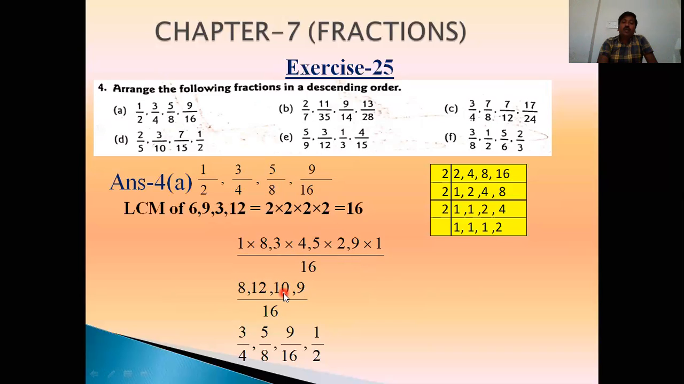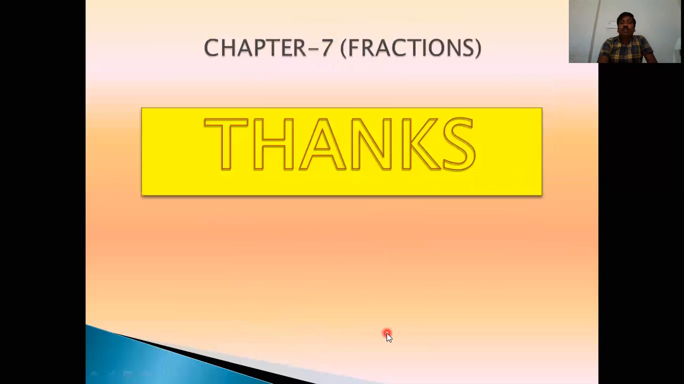And when we compare to find the descending order, now we see that 12 is the highest number, 12 is the greatest number. So 3 by 4 is the greatest, and after that 5 by 8, 9 by 16, and 1 by 2. So students, in this way we can find the numbers in descending order.